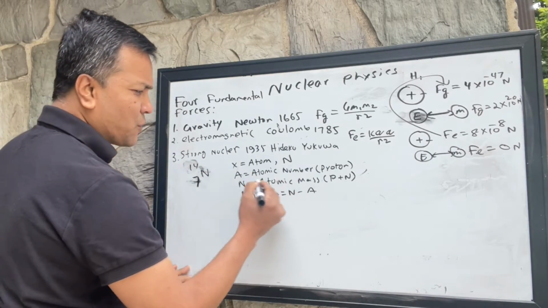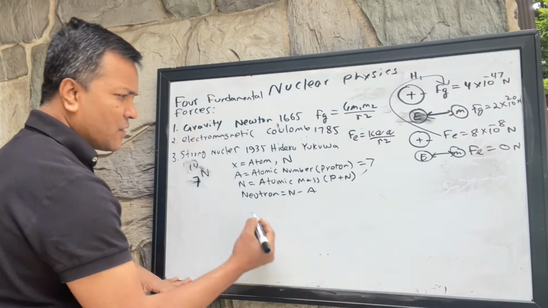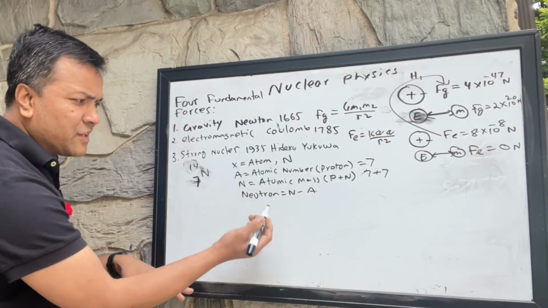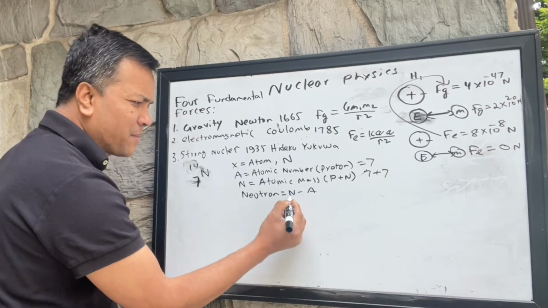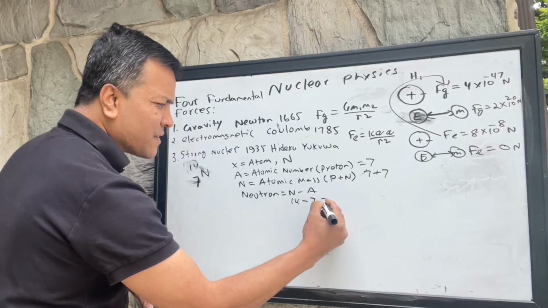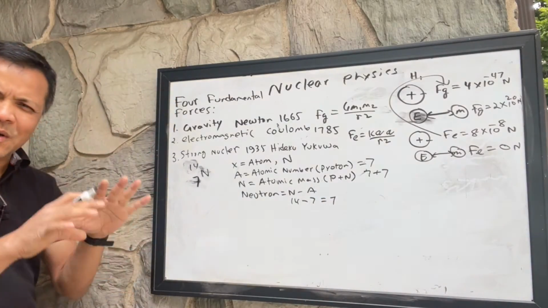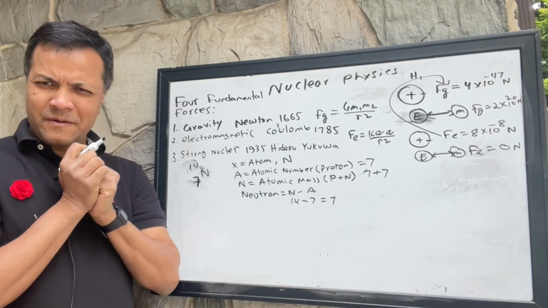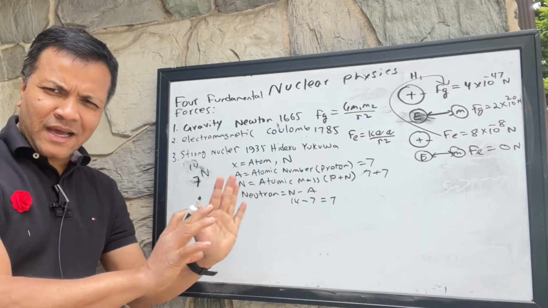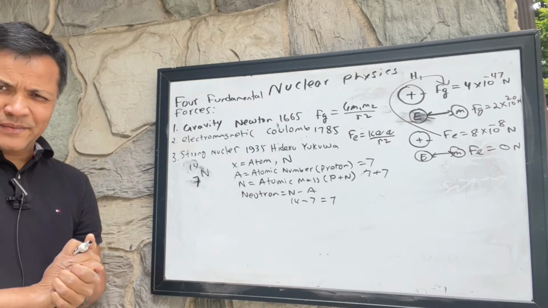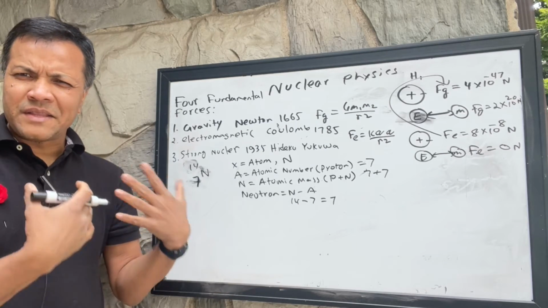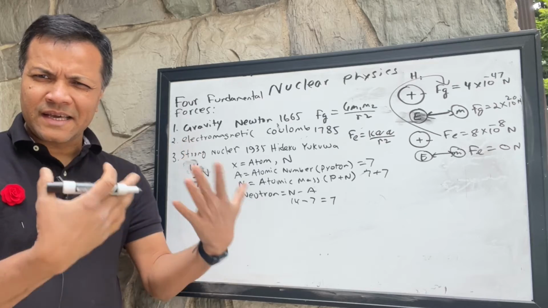So what is the atomic number? 7. What is the atomic mass? 7 plus 7. So how many neutrons? Atomic mass 14 minus atomic number 7. So 7. How many neutrons? 7. All right. This is how we understand the atomic number, atomic mass, and calculate the number of protons and neutrons in the atom.